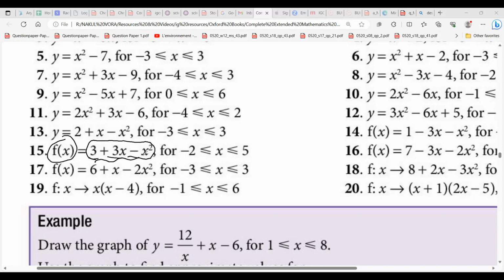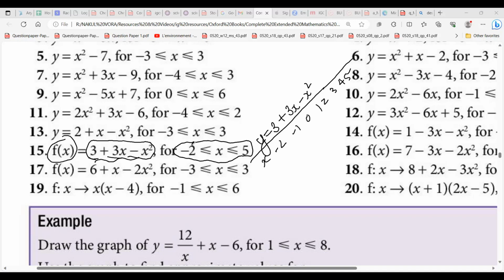Yes, sir. What you will do is you will just say y is equal to 3 plus 3x minus x square instead of f of x. We are considering f of x as y. And then just try to plot what is the value of y with respect to x equal to -2, -1, 0, 1, 2, 3, 4 and 5. They have increased the range here, from -2 to 5. You have to calculate for each value and then just get your answers for y and plot them.